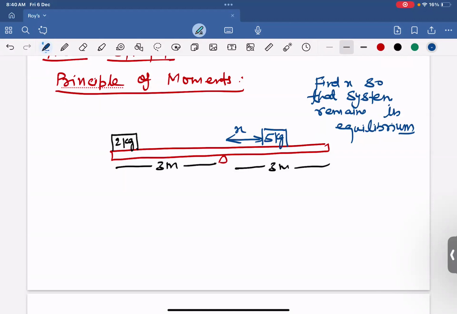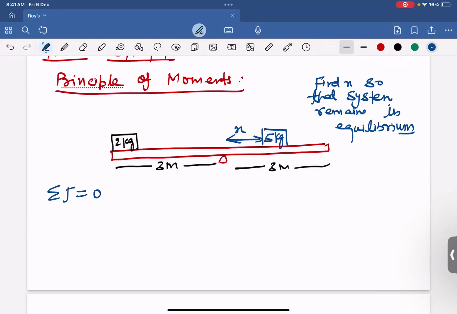Okay, now this question is based on the principle of moments. That is the next topic that you can see here. So what is the principle of moments, Neil? That for equilibrium, net torque should be zero. Net torque should be zero.